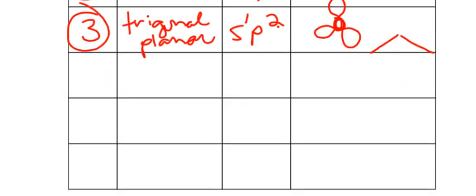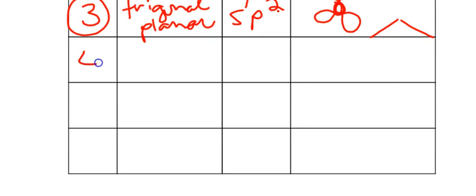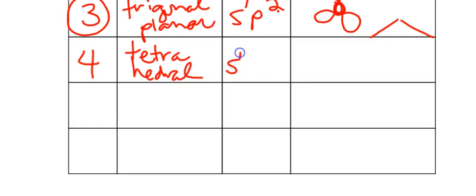Let's see here. What about the next one? How about 4? That would be tetrahedral. We saw that earlier. And that's going to be sp3. Again, you don't need to write down the 1, but I want to show you 1 plus 3 is 4. Heaven help me, I am no artist, but I'll do what I can.